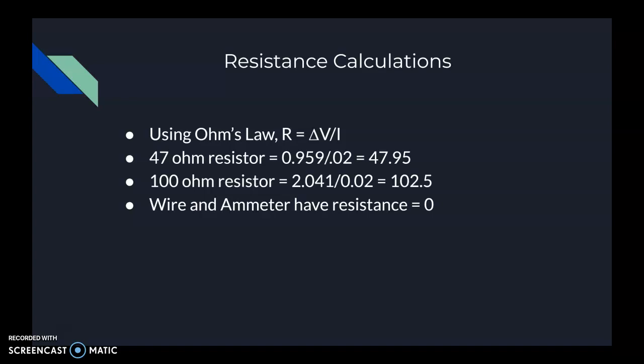This was done using Ohm's law and solving for resistance, giving us that resistance is equal to delta V over the current. These calculations can be shown below. The wire and ammeter in the simulation were ideal, meaning that they had 0 resistance, so the current did not change going through these elements.